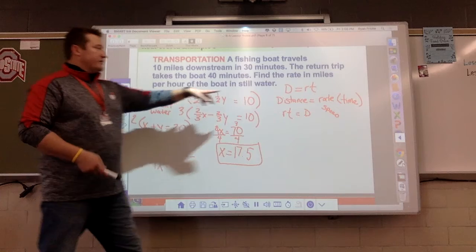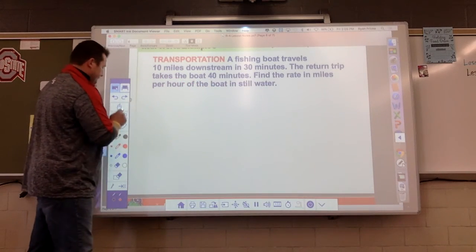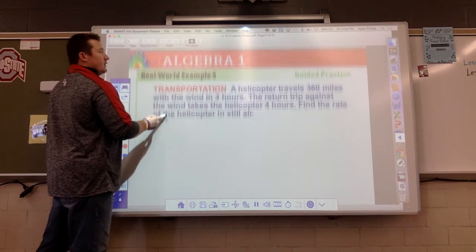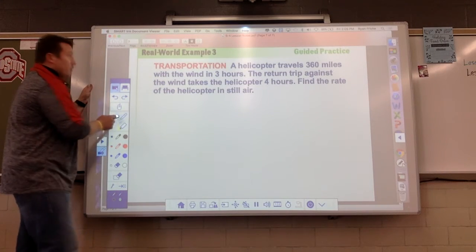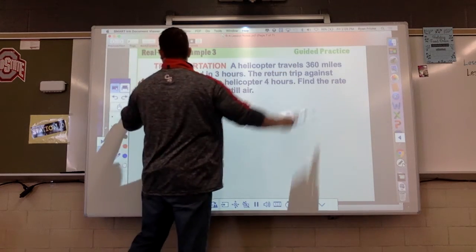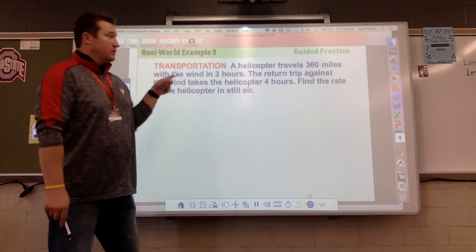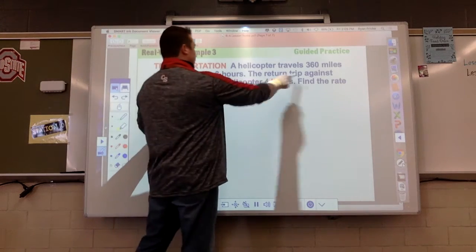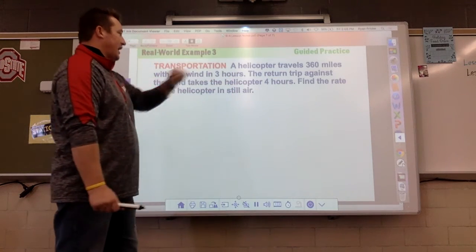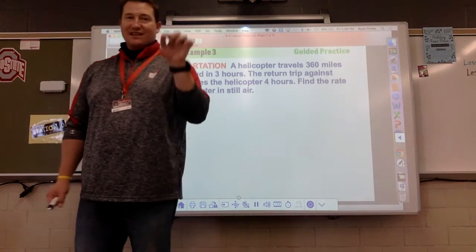Okay, again, guys, got to remember this one. Distance equals rate times time. Okie dokie. Last one, helicopter. Travels 360 miles with the wind in 3 hours. Okay? This is kind of like the same thing. The return trip against the wind takes the helicopter 4 hours. Find the rate of the helicopter in still air.